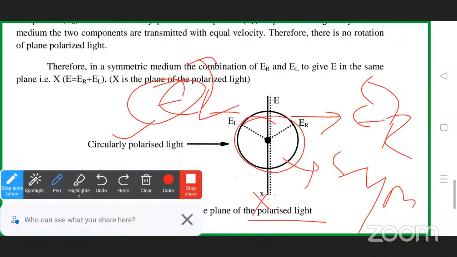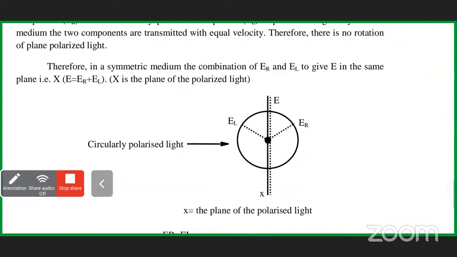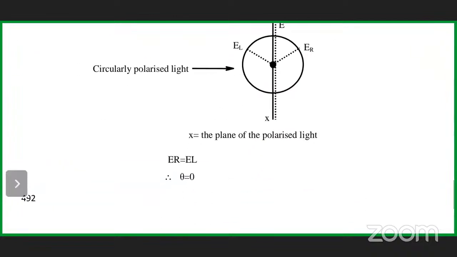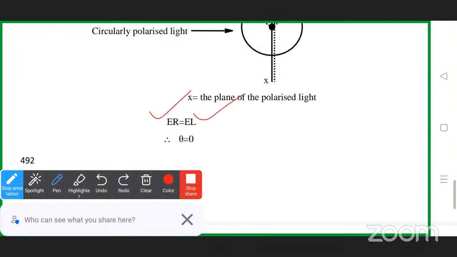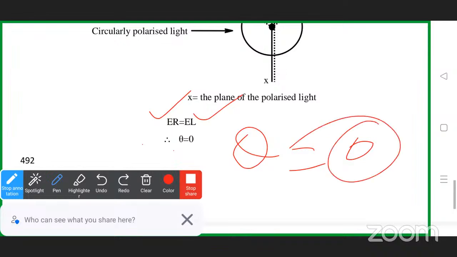Okay, the medium is symmetrical, nothing but an achiral medium here. So you see the light travels to the left side and right side in equal proportion, right? So the net polarization, the net rotation, is zero, because you see here EL equals ER. So that rotation is zero, right? So theta, nothing but the angle of rotation here, is zero. Net rotation is zero here.